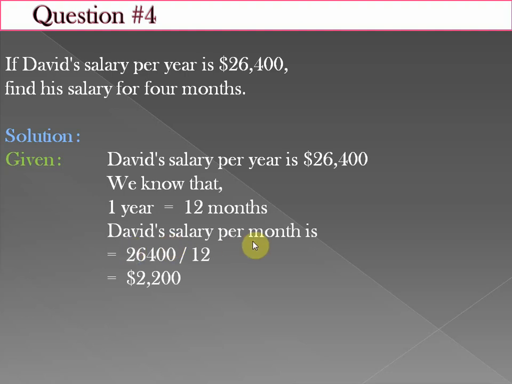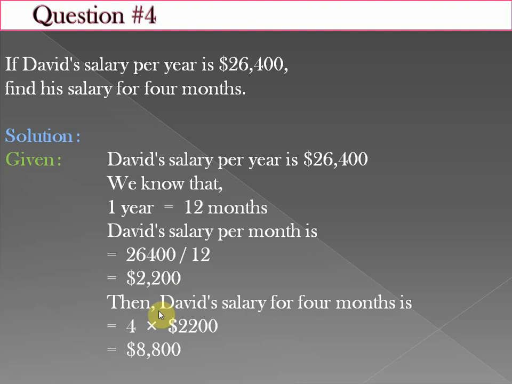So David's salary per month is 26,400 divided by 12, so we get $2,200. Now we need the 4 month salary. First we find the 1 month salary, which is $2,200. Then we multiply 4 with $2,200, so it becomes $8,800 as the 4 month salary of David.